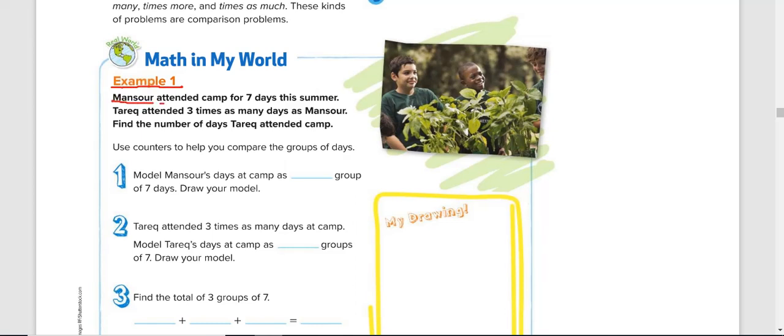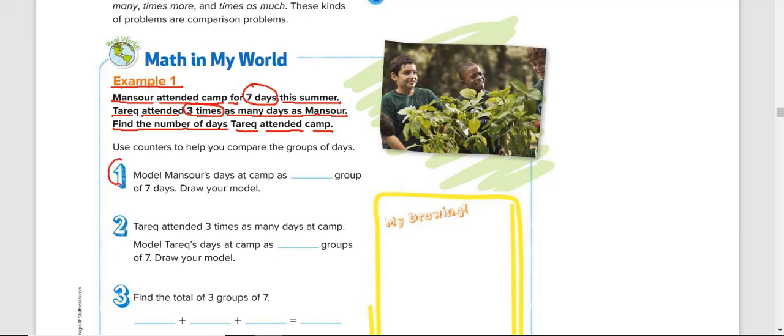Masu attended camp for 7 days this summer. Tariq attended 3 times as many days as Masu. Find the number of days Tariq attended camp. So there are 2 persons here with different numbers. Let's see how to do this.